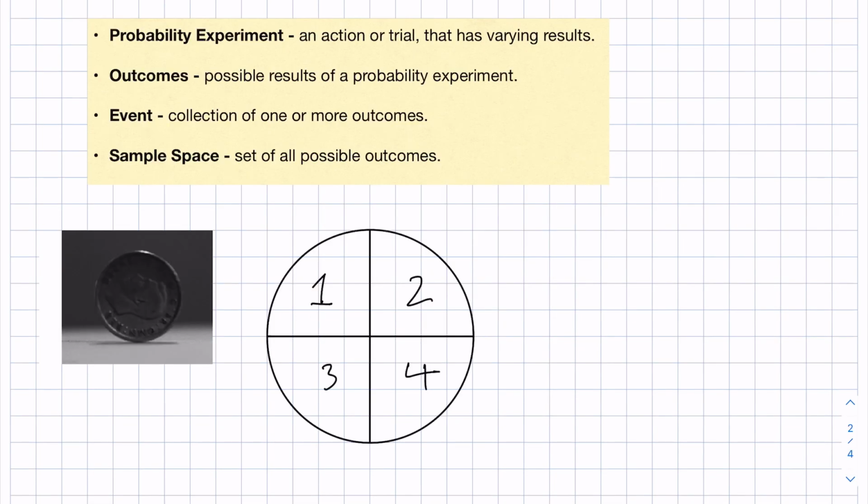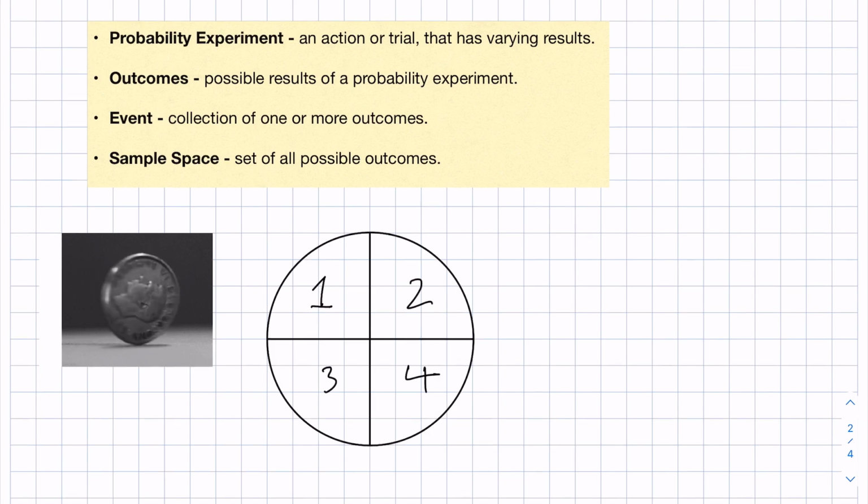Here's a few vocabulary terms in probability. We have the probability experiment, an action or trial that has varying results. We have outcomes, possible results of a probability experiment, event, collection of one or more outcomes, sample space, set of all possible outcomes. Let's use these vocab words on this example.